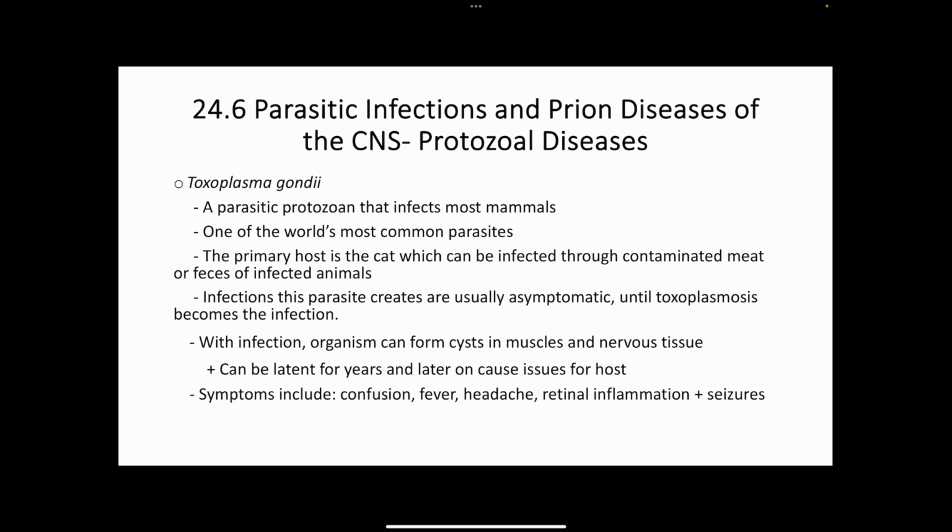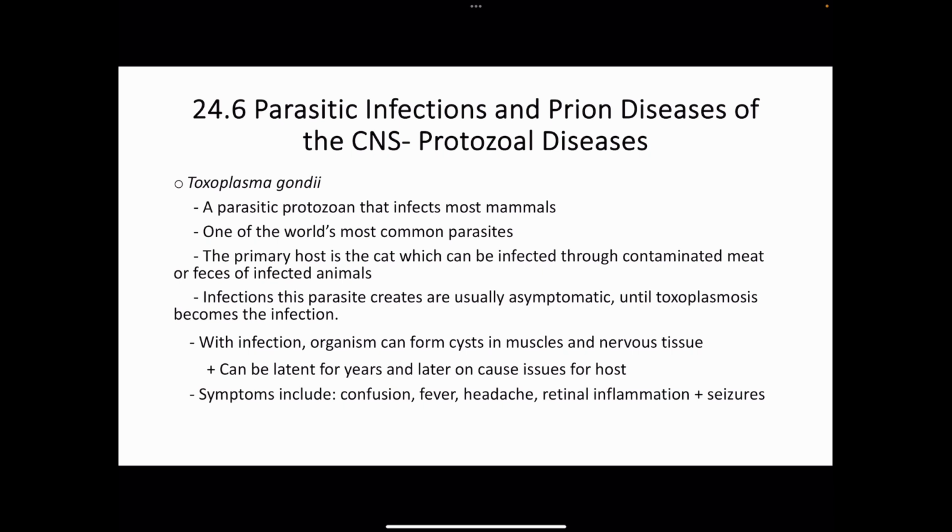The first protozoal disease I will discuss has to do with the parasitic protozoan Toxoplasma gondii, which can infect most humans. This parasite is one of the most common in the world, and the primary host is the cat. A cat can be infected by eating contaminated meat or eating the feces of infected animals. The parasite can also be transmitted vertically from mother to offspring in human contact with cats.